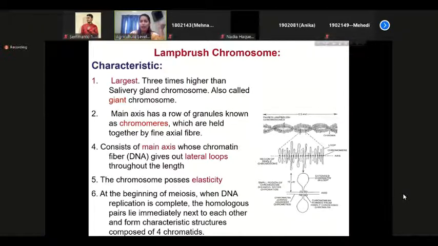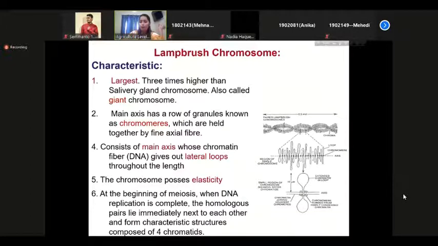And these granules stand side by side and are attached to the chromatin. These granules are called chromomeres. This is the axis, a chromatin fiber. In some places, the chromatin fiber is dense and produces a granule-like structure, and this structure is called a chromomere.